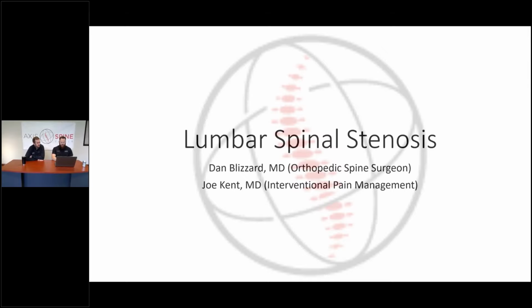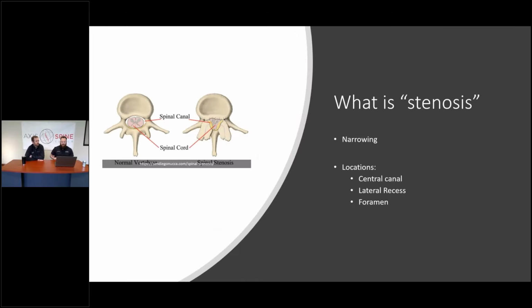So to get things going here, what is stenosis? Stenosis basically just means narrowing. And that narrowing can come from a number of different places in your spine. The areas that we think about the most when we're doing an evaluation: is it central, so central canal stenosis? Is it in the lateral recess, which is lateral recess stenosis, or in the foramen? And where those are going to be here.